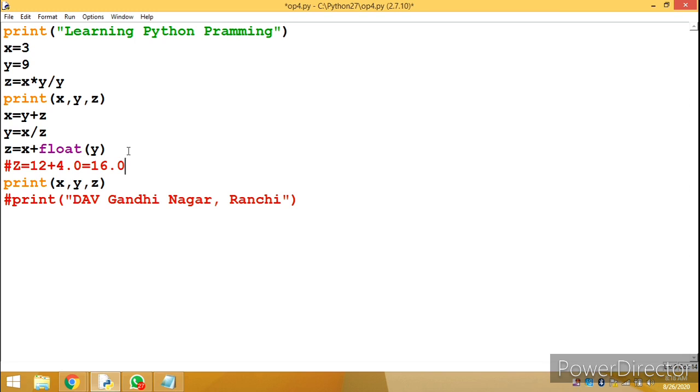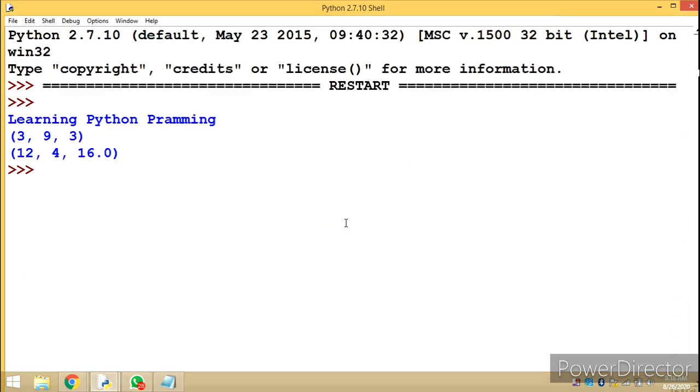Okay, so now I have one more question. Have you all copied this question and the output? Yes, sir. Sir, can you please execute this program once again? Yes, why not. Run this code, run the module. You see what answer you are getting. Learning Python programming, as it was a constant, is printed as it is. So next it is printing what? 393, and the last values, that is 12, 4 and 16.0.